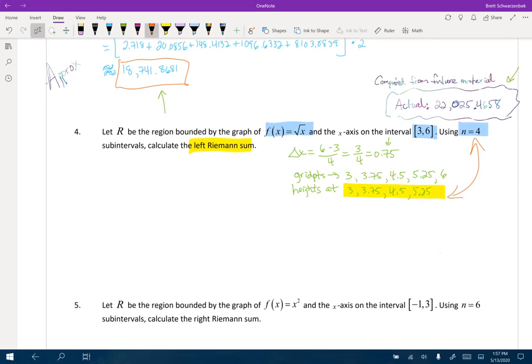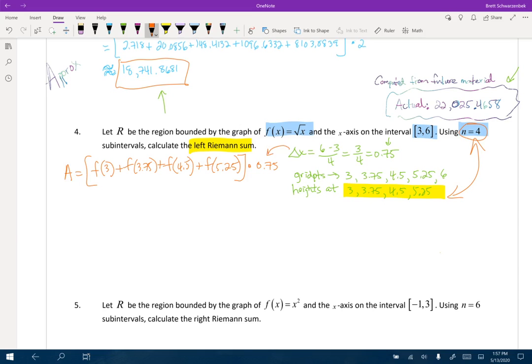Okay, so once we have that, we can jump right into finding the area again. So we're taking f of our first height at 3, next at 3.75, then 4.5, then finally f of 5.25. Again, there should be 4 function values because there are 4 rectangles, and we're multiplying by 0.75, which is our change of x.